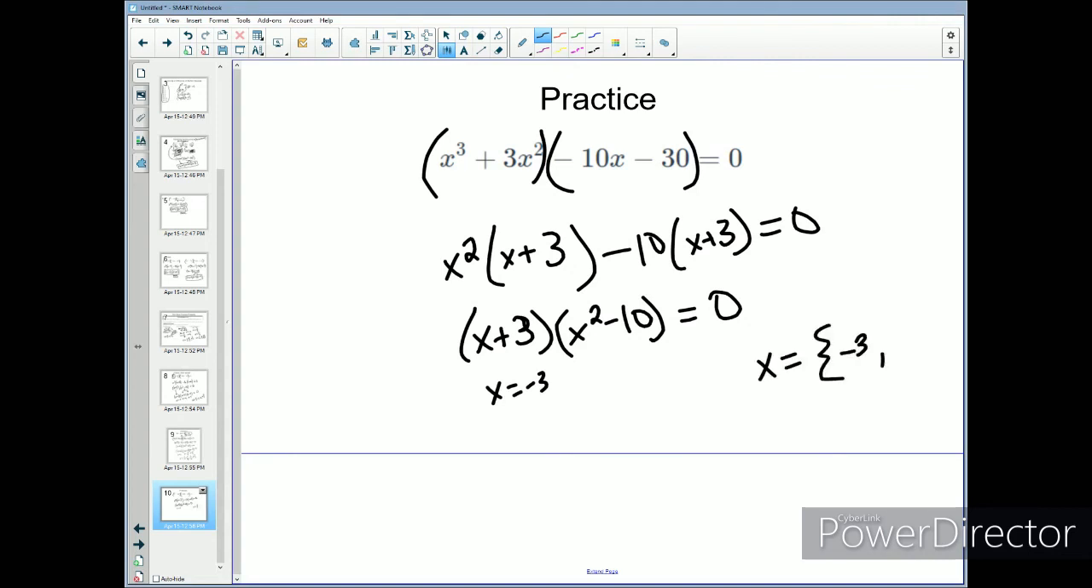Now, this is where it gets a little tricky. X squared minus 10 is not a difference of perfect squares. In fact, the square root of 10 is not an integer. It's not a rational number at all. It's an irrational number. So what we're going to have to do is solve this the same way we would before. So x squared minus 10 equals 0.